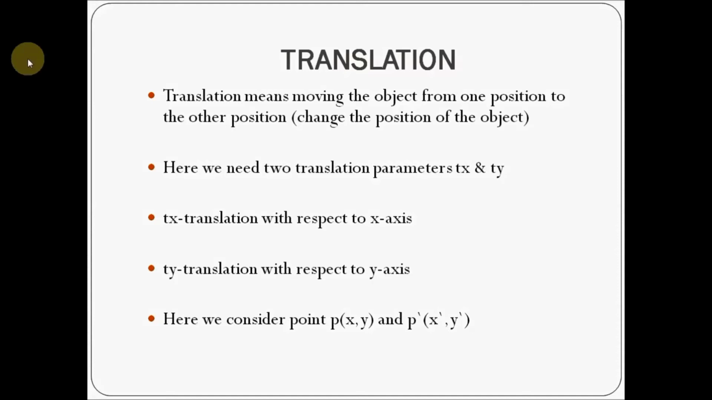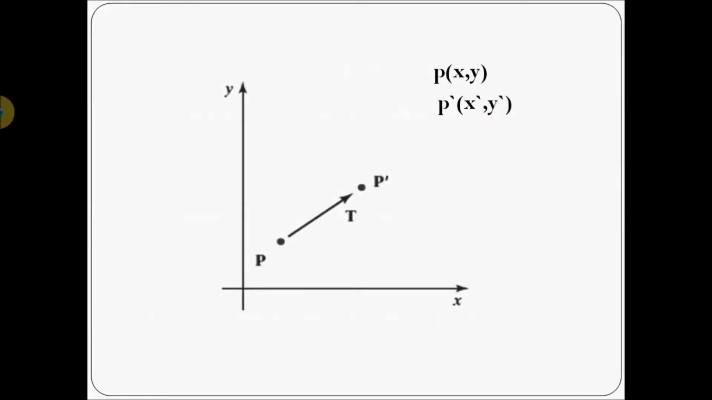Here, to explain this translation, I am considering an example. Here I am considering a point P of x comma y. This is my old point, and P dash of x dash comma y dash is my new point. See here, this is my old point P, that is P of x comma y. I moved this point to a new position, that is P dash. I transferred this point.